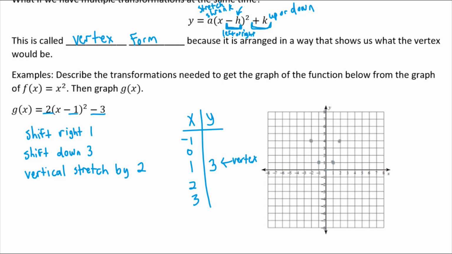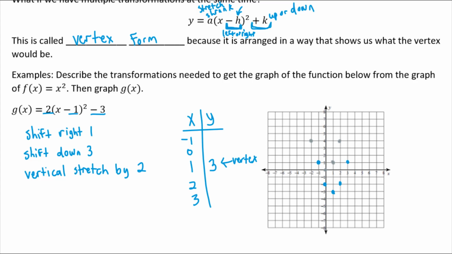I think the other two things are pretty easy. Move each point right 1 and then down 3. Here's my vertex. Move the other point. If I move the other points, here they are. Now this isn't going to be correct yet, in case you're wondering why I'm putting them there. This is if I just move right 1 and down 3.